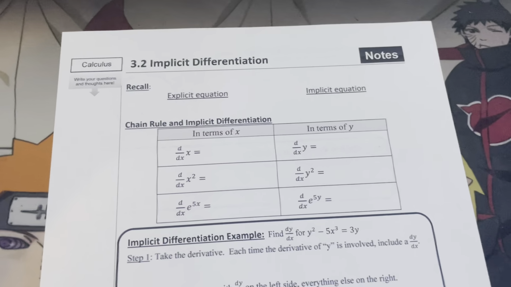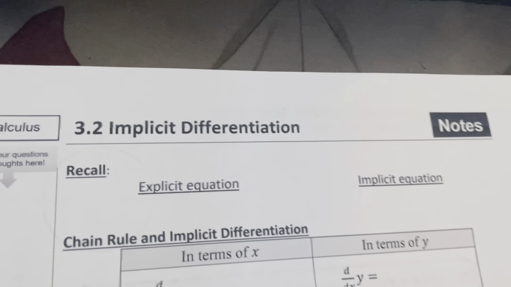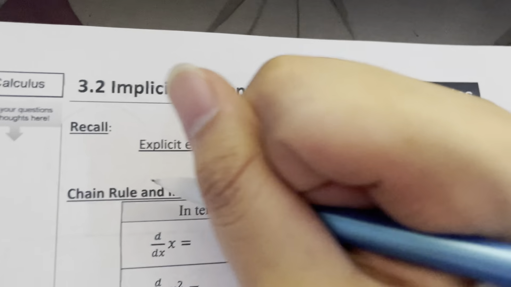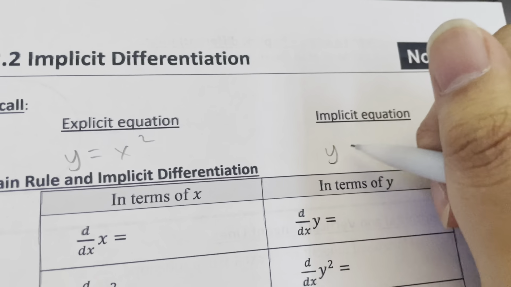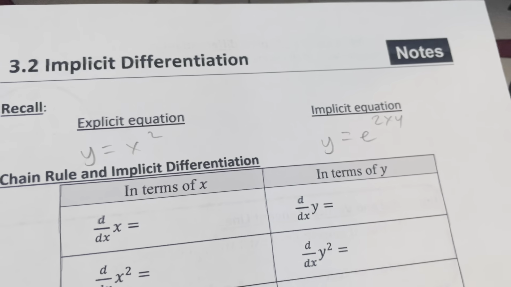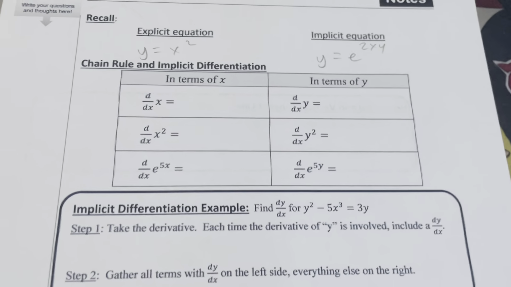Unit 3.2, Implicit Differentiation. So if you recall, an explicit equation is y equals x squared. An implicit equation is y equals e to the power of 2xy. Chain rule and implicit differentiation.